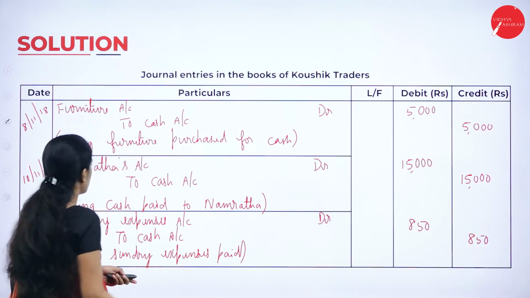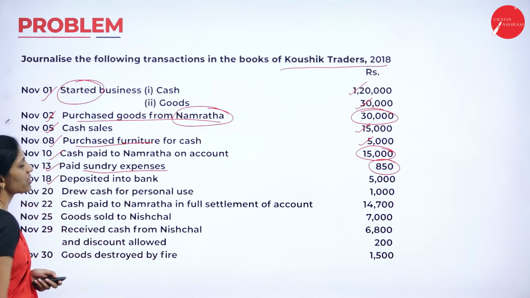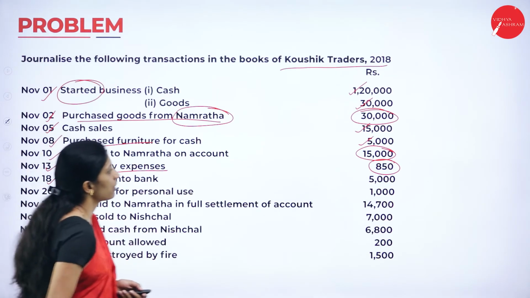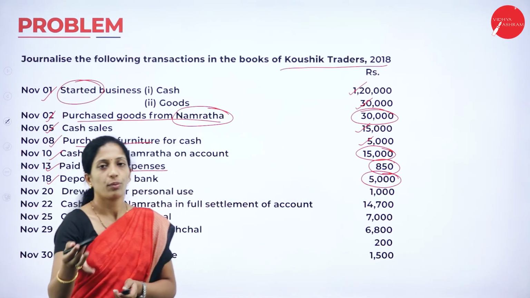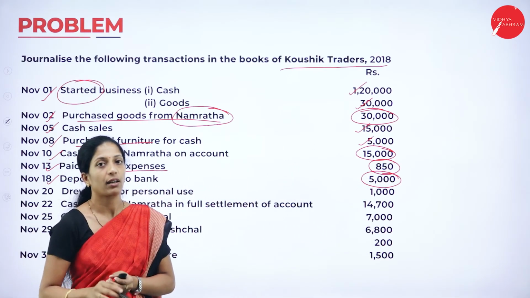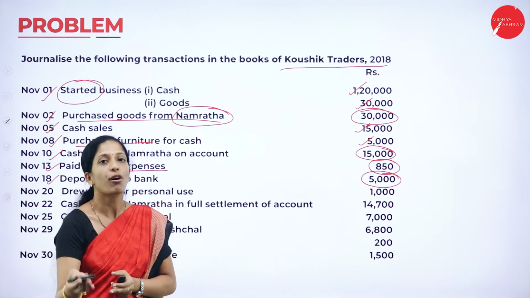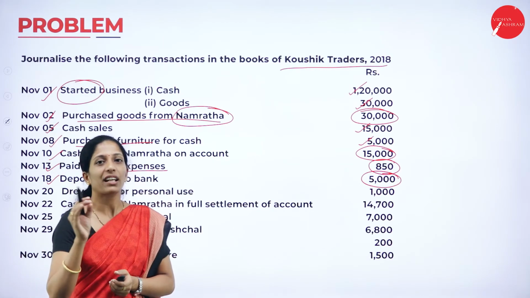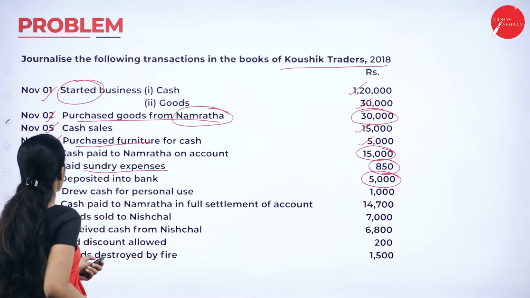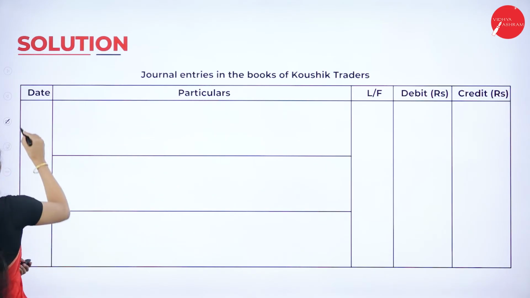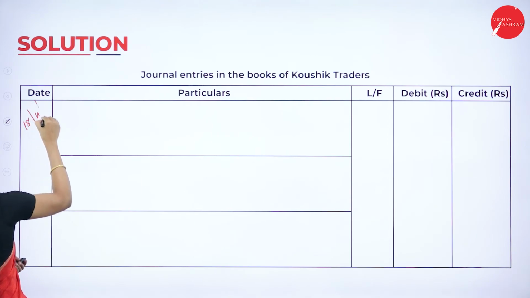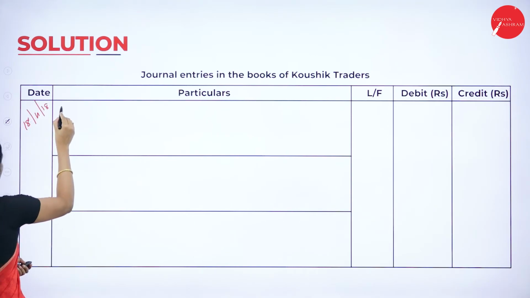Next one, after 13th, 18th, deposited into bank. How much? 5,000. So you are going to deposit into bank. So where does the money go? Bank. What goes out from you? Cash. So bank account debit to cash account. So how much? 5,000. It is on 18th. 18/11/18.